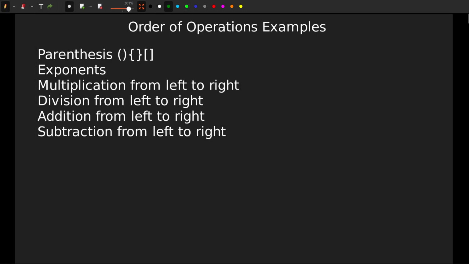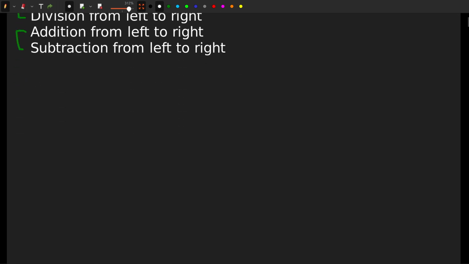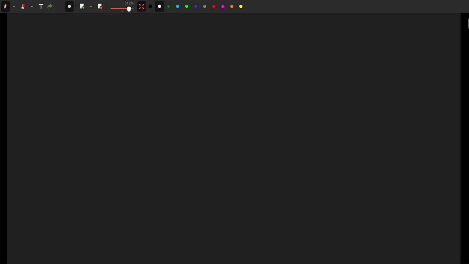And just to double check, multiplication and division are together. Addition and subtraction are together. Okay. So we'll start off with our first problem here. We'll start off with a simple one. We will have 4 cubed minus 2 cubed.